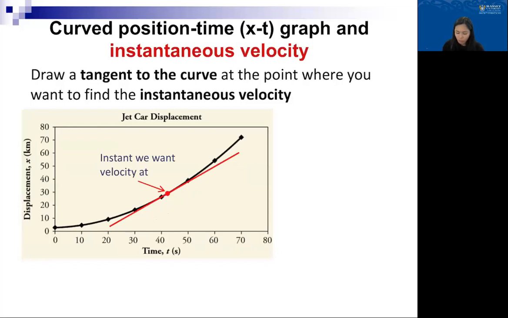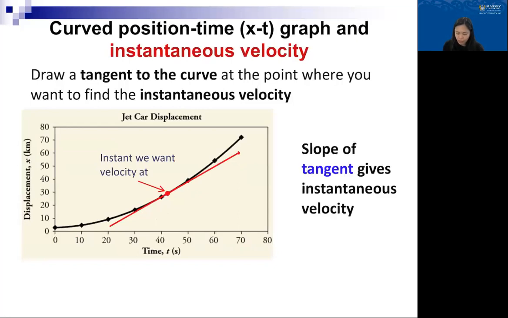Okay, so to get the slope of this tangent line, you need to consider 2 points, right? It can be any 2 points along this straight line. So you can consider this end point and this starting point. Get the change in position. Divide that by the change in time, and you will get the slope of this tangent line, and that will give you the instantaneous velocity at this point. All right. Okay, does that make sense?